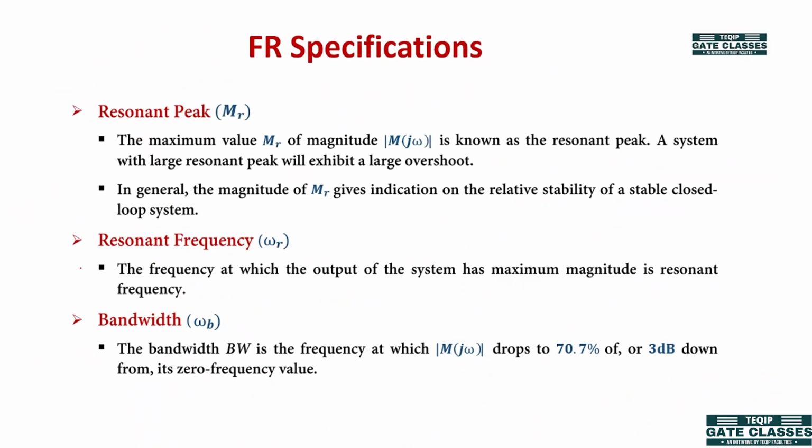Like in time domain analysis we have some specifications, in frequency response analysis as well. One is the resonant peak. This resonant peak M_r is the magnitude M(j omega), where M(j omega) is the closed loop transfer function, that is C(j omega) upon R(j omega).